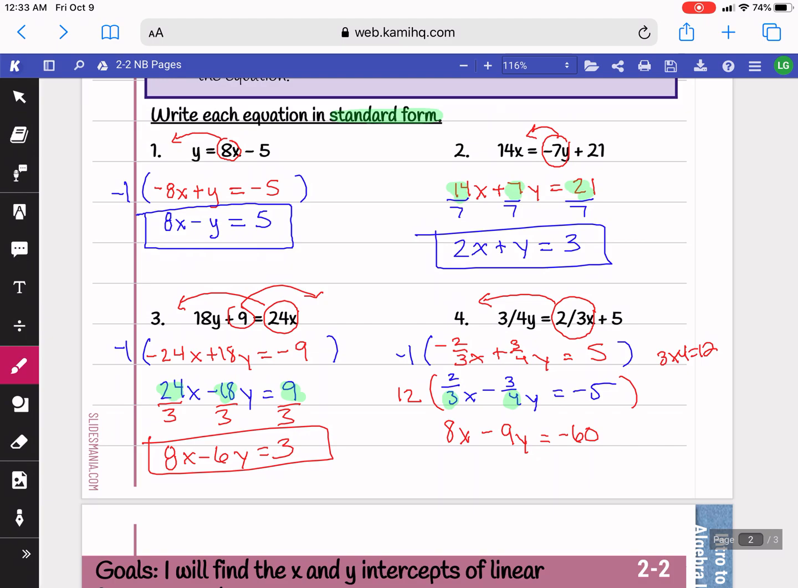I want to check if there's a common factor all three numbers can be divided by. 9 can only be divided by 1, 3, and 9. Since 8 can't be divided by 3 or 9, this one's already simplified.